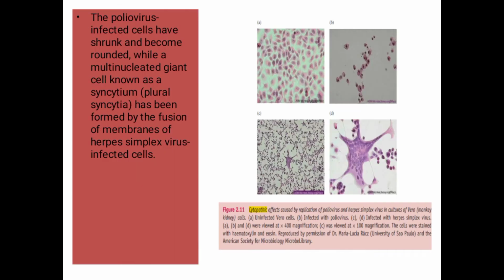The virus-induced damage will be known as cytopathic effect. Now, different viruses show different effects. For example, poliovirus infected cells have shrunk and become rounded, while a multinucleated giant cell known as syncytium has been formed by the fusion of membranes in the case of herpes virus.